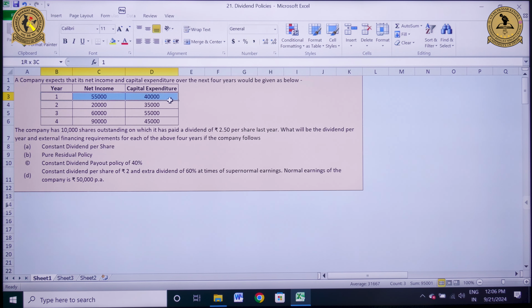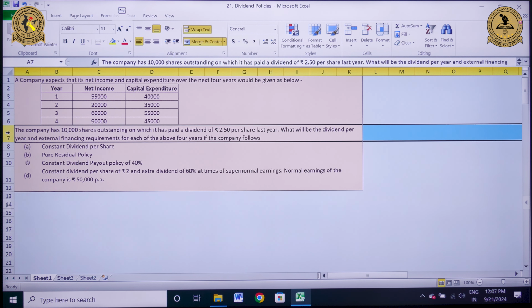In year 1, net income is 55,000, capital expenditure is 40,000. In year 2, it is 20,000 and 35,000 is my capex. Similarly, in year 3, net income is 60,000 and capital expenditure is 55,000. And finally, in year 4, the net income is 90,000 and capex is 45,000. The company has 10,000 shares outstanding on which it has paid a dividend of rupees 2.50 per share last year.